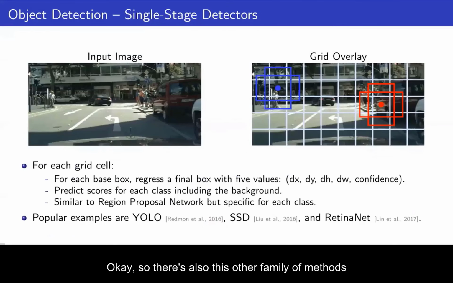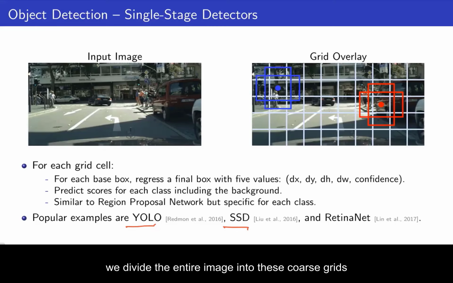Okay, so there's also this other family of methods that you can use for object detection. And this basically does everything in a single pass, as opposed to the two-stage region-based methods that we saw in the previous slide. The two most famous methods are called YOLO, which stands for you only look once, and SSD, which stands for single shot detection. Here, the main idea is that rather than doing independent processing of these regions, we want to make all the predictions at once.